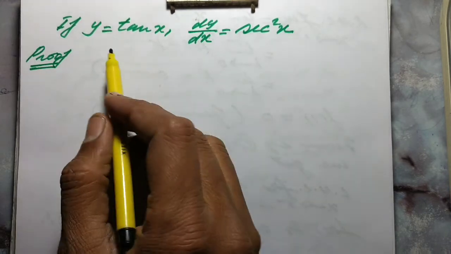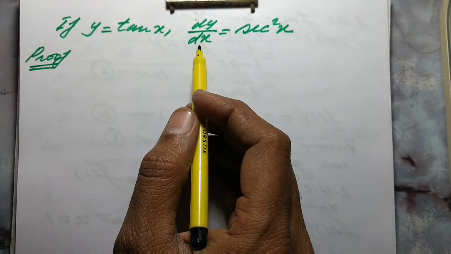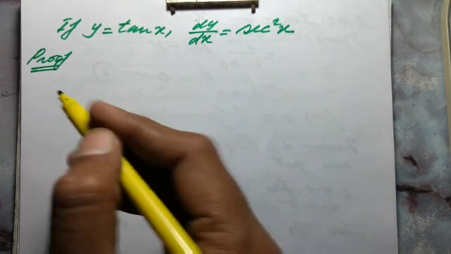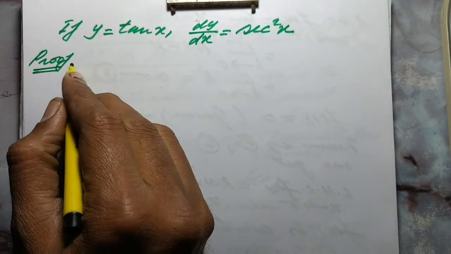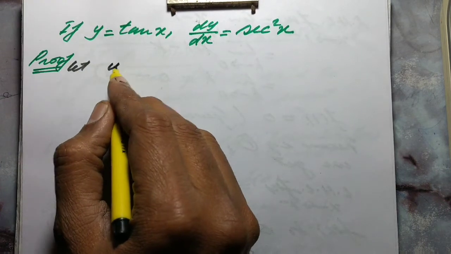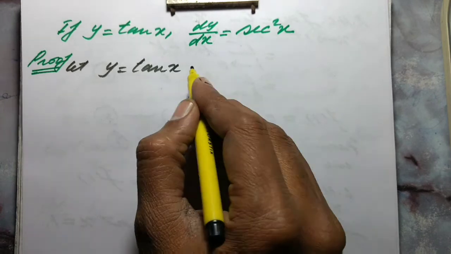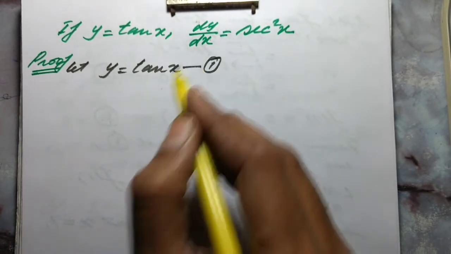We are going to prove that if y is equal to tan x, then its derivative dy upon dx is equal to sec square x. So let y is equal to tan x. That will be equation number 1.